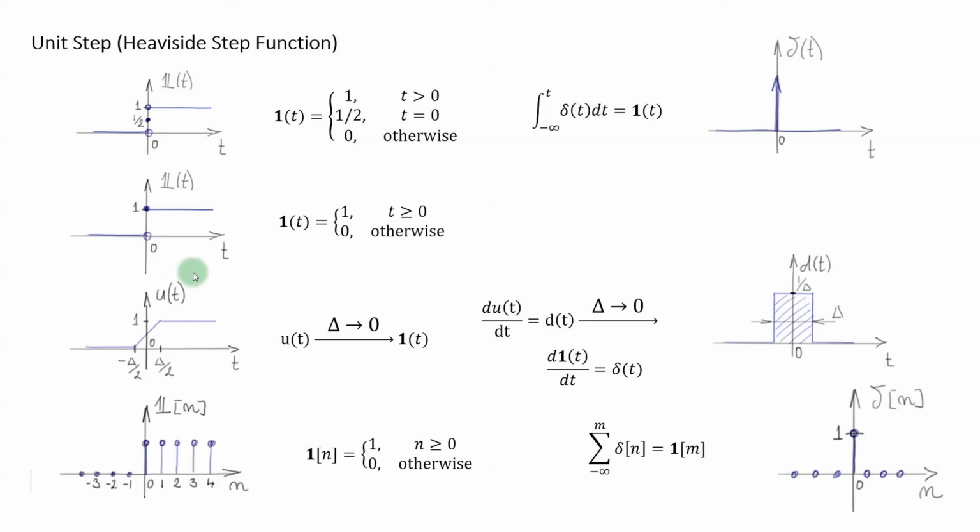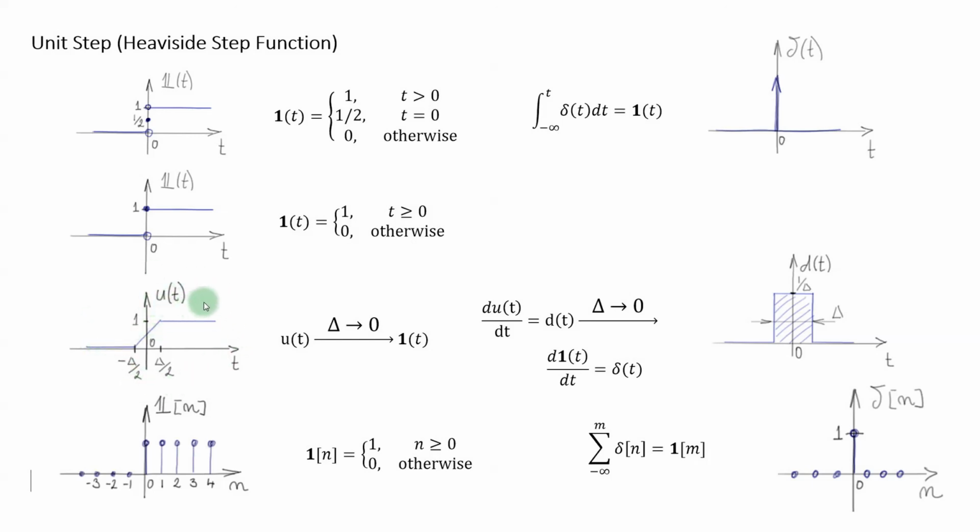Now, this is not the only definition of the unit step out there. Sometimes you can see the unit step defined like this. It is the same as here, except at 0 the unit step is 1. So the unit step in this case would be 1 for 0 and positive time, and it would be 0 otherwise.